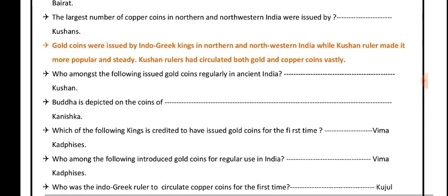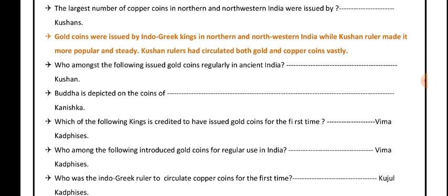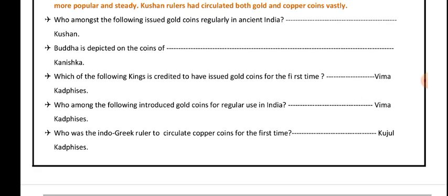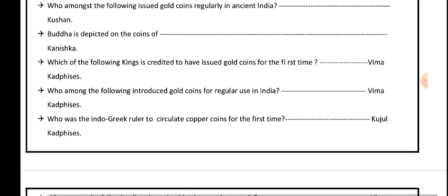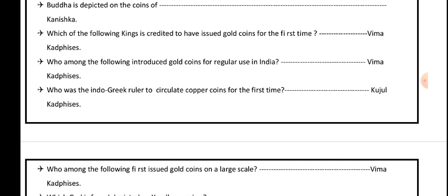Perat. The largest number of copper coins in northern and northwestern India were issued by Kushans. Gold coins were issued by Indo-Greek kings in northern and northwestern India, while Kushan rulers made it more popular and steady. Kushan rulers had circulated both gold and copper coins vastly. Who among the following issued gold coins regularly in ancient India? Kushan. Buddha is depicted on the coins of Kanishka.